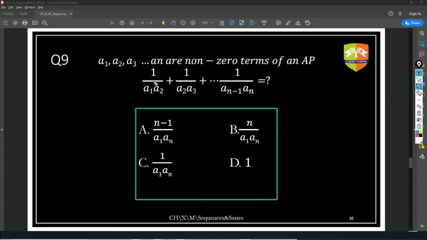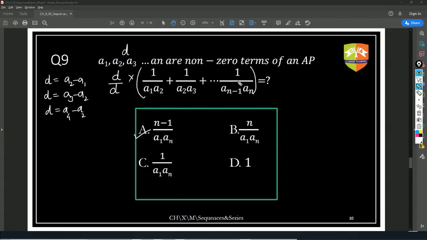That was the catch. Okay, let's say A1, A2, A3 up to A(n minus 1), An are in AP, and let's say the common difference is D. Don't you think D is equal to A2 minus A1? If you are aware of this basic property of AP, you will be able to do this. Okay. So I have to find out this sum. So this is what I am doing: multiply the whole by D by D. Okay, so what will happen?